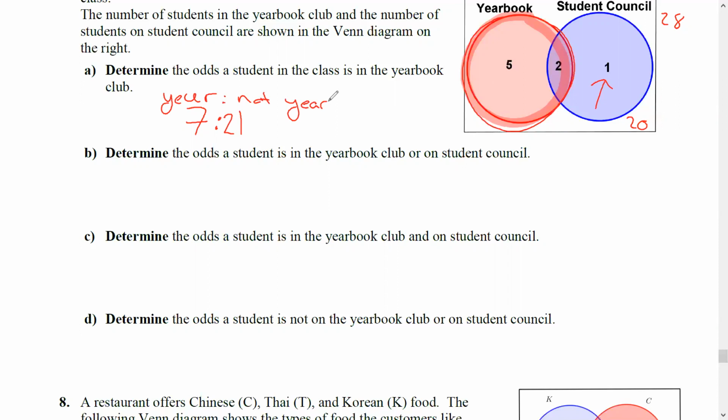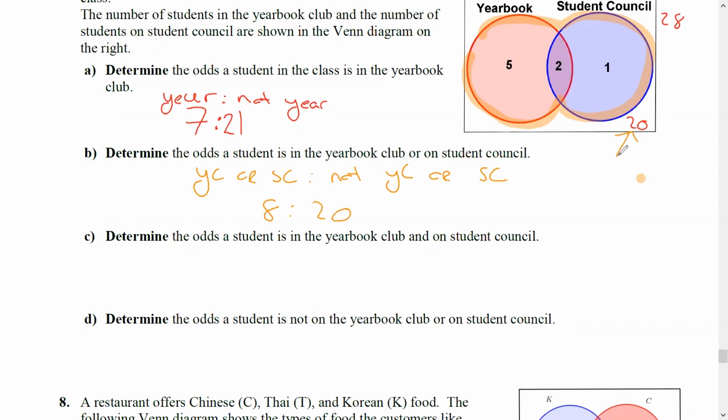Alrighty, determine the odds a student is in the yearbook club or on student council. Okay, like it. So I'm just going to switch to pretty orange. Here's my highlighter. Well, remember, or is the 2 sets put together, isn't it? So yearbook club or student council to not yearbook club or student council. Well, how many ways can I be on yearbook or student council? 8. How many can I not? Well, that's that 20. That's these slackers out here.